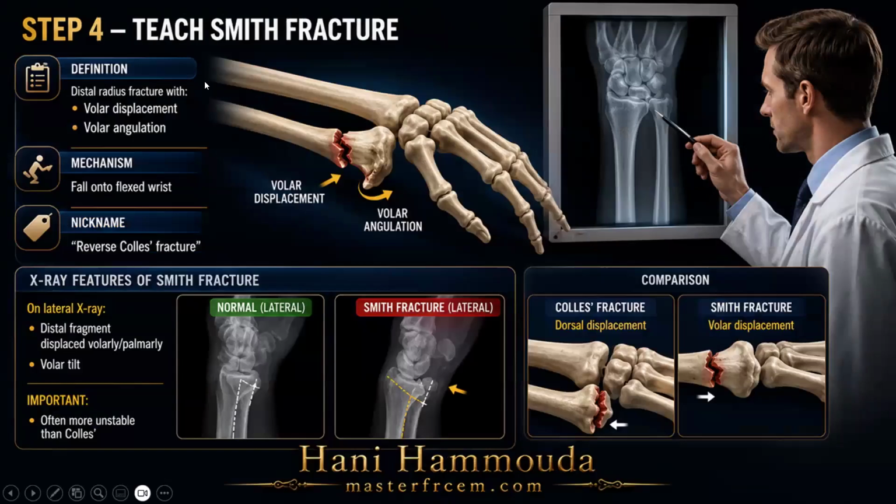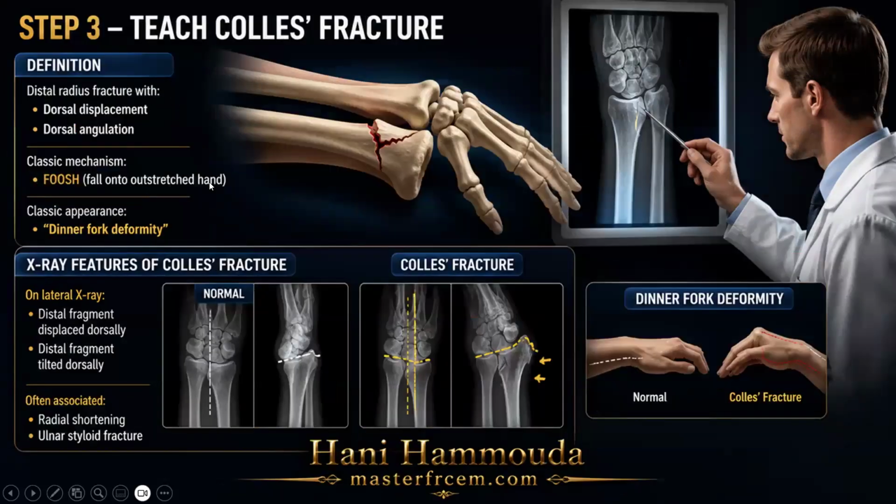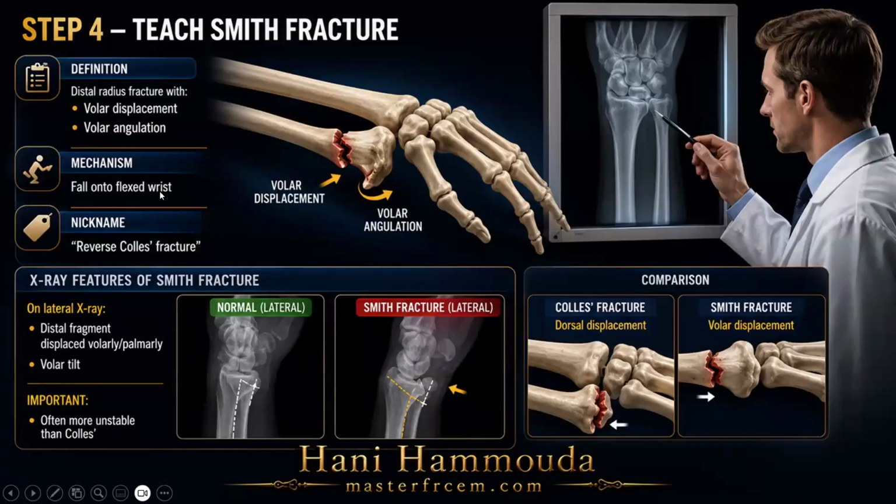And regarding Smith, so distal radius fracture with volar displacement, volar angulation. The mechanism is fall onto flexed wrist. So this one is outstretched hand, this one flexed wrist. Clear? Yes. The nickname is reverse Colles fracture, and on the lateral X-ray the distal fragment is displaced volar or palmarly, volar tilt, often more unstable than Colles.